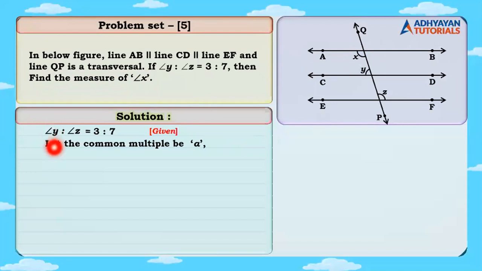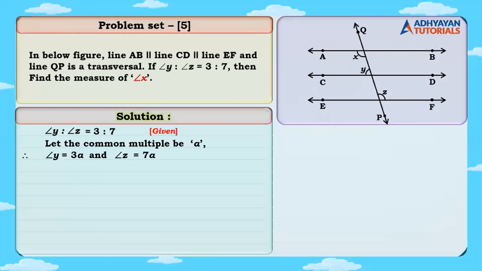For example, let the common multiple be A, right? Therefore, what will the value of Y be? Angle Y has to be 3A and angle Z has to be 7A. I hope everybody has understood this. So we have found the values of Y and Z. The question is, how do we find the value of X?